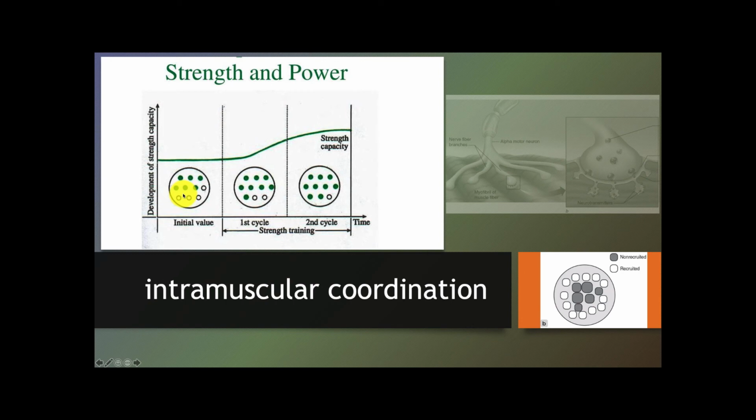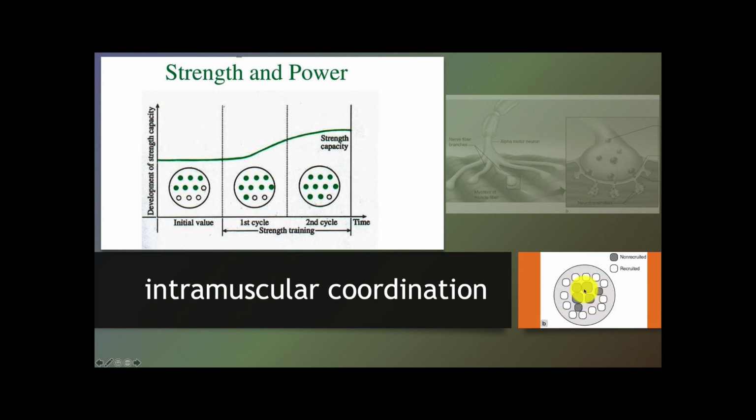So here we have a picture of an individual that hasn't been training, right? So we have an initial value. Here we can see strength capacity. If we have a cross-sectional evaluation of skeletal muscle, we can see that there's 1, 2, 3, 4, 5, 6, 7, 8, 9, 10. We have 10 fibers here. Now, before exercise, we only have recruitment and synchronization of 6 of the 10 fibers. This is a very generic representation.